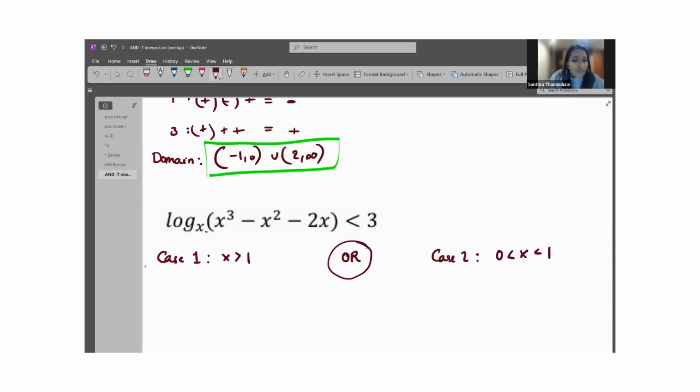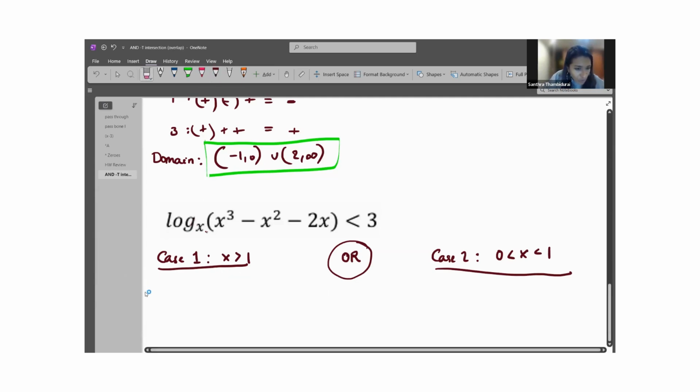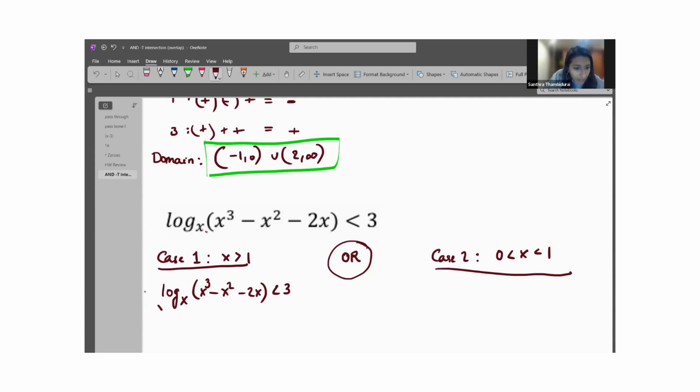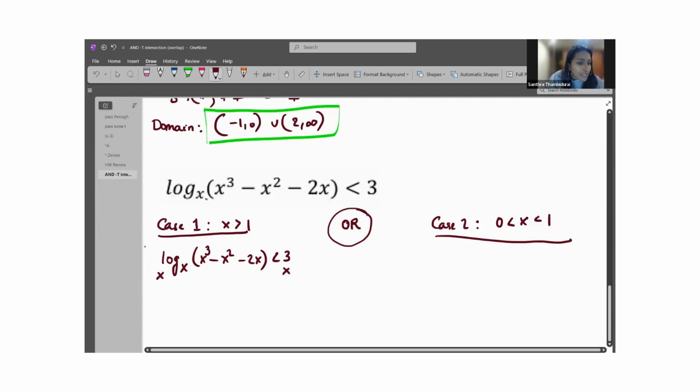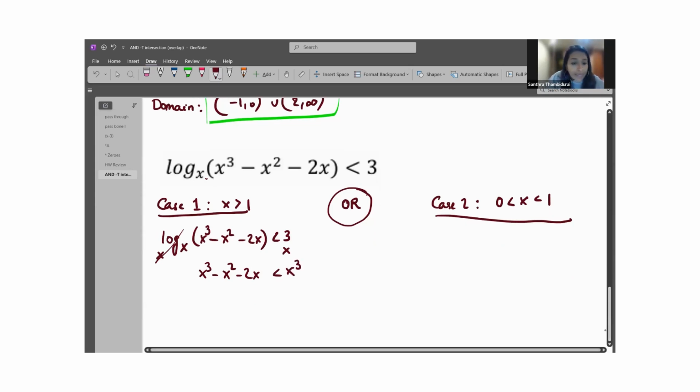So let's look at what happens if you have case 1. When x is greater than 1, if I'm exponentiating it, because x is greater than 1, that inequality is not going to flip. So this gets canceled, and I'm going to get x cubed minus x squared minus 2x is less than x cubed. If you subtract x cubed from both sides, you're going to get negative x squared minus 2x is less than 0.